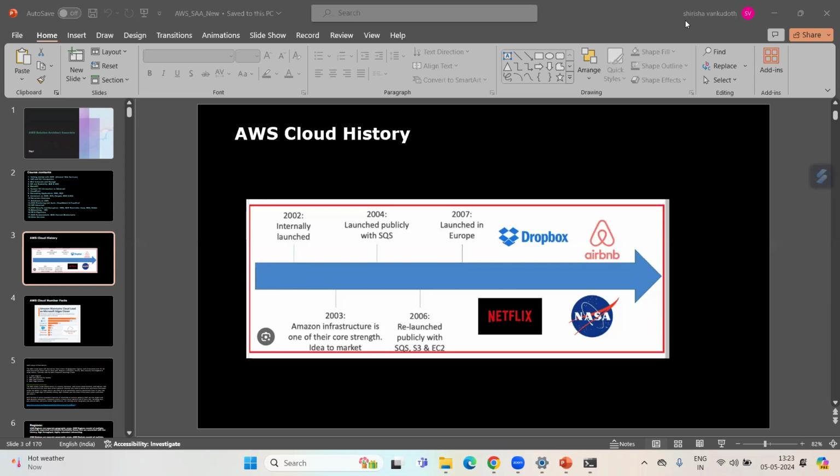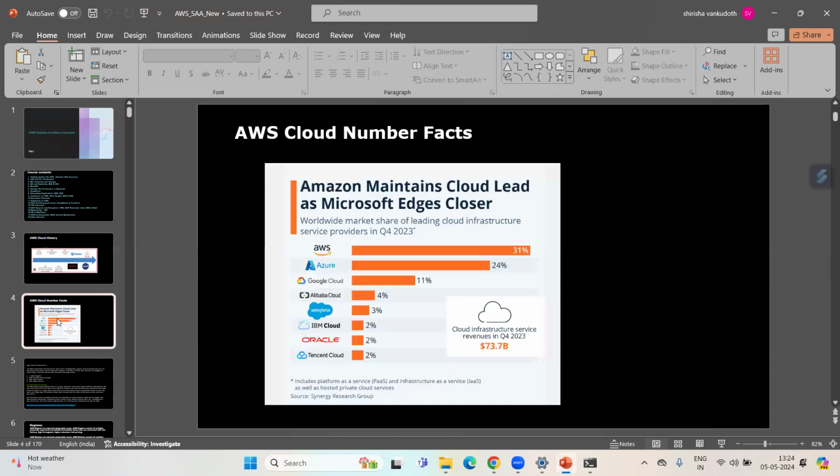And if you see, Dropbox, Netflix, NASA are the main customers of AWS; they use AWS services currently. Then we will talk about the cloud number facts. Along with AWS, we have a few other cloud providers also, right? Like Azure, Google Cloud.